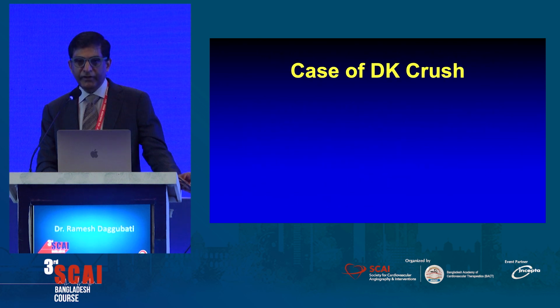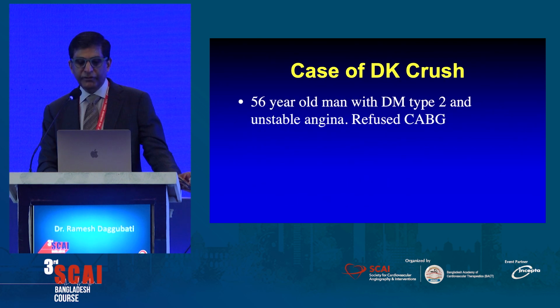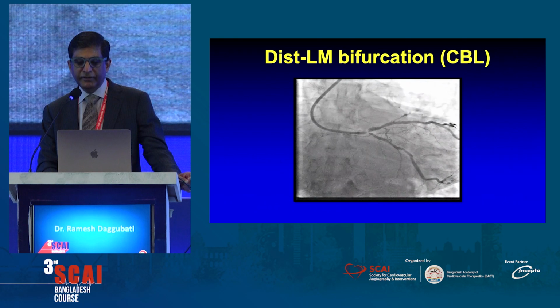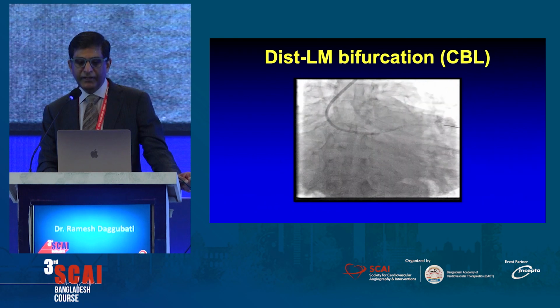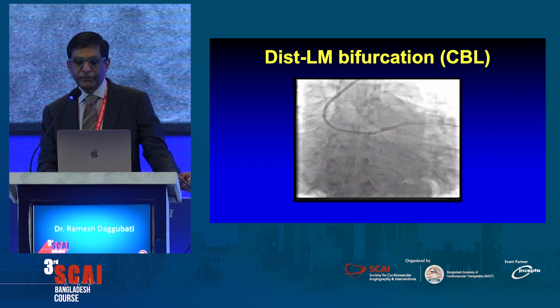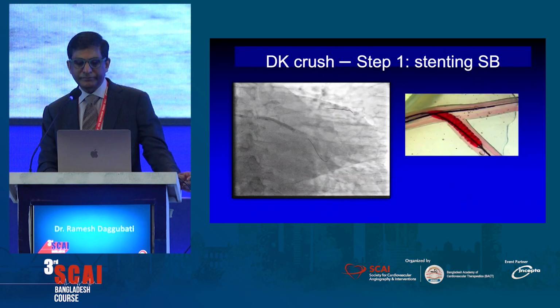So let's, in 1.5 minutes, look at a 56-year-old man with diabetes type 2 who refused bypass surgery. He was having unstable angina. So here is a bifurcation lesion, and as you see, the length of the lesion is slightly long, and it is diffuse disease up to almost 20-30 millimeters.